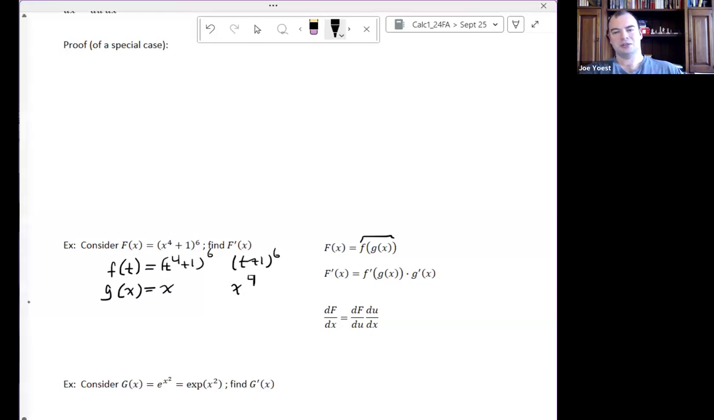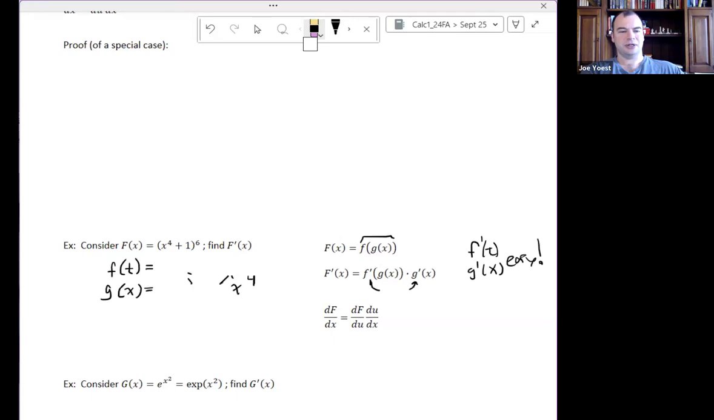So what's my second constraint? I want to be able to compute f prime and g prime easily. I want to decompose my big F into two component functions, each of which is easy to differentiate. This is not easy to differentiate. This is not easy to differentiate. So there's usually a Goldilocks decomposition.